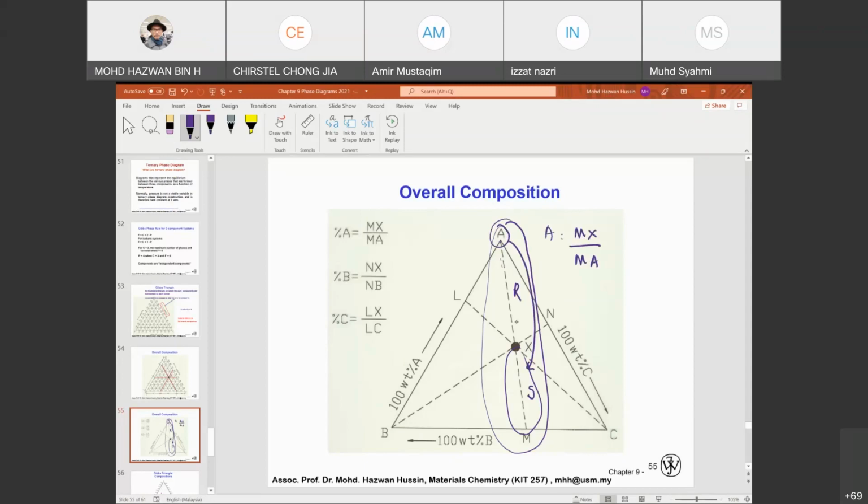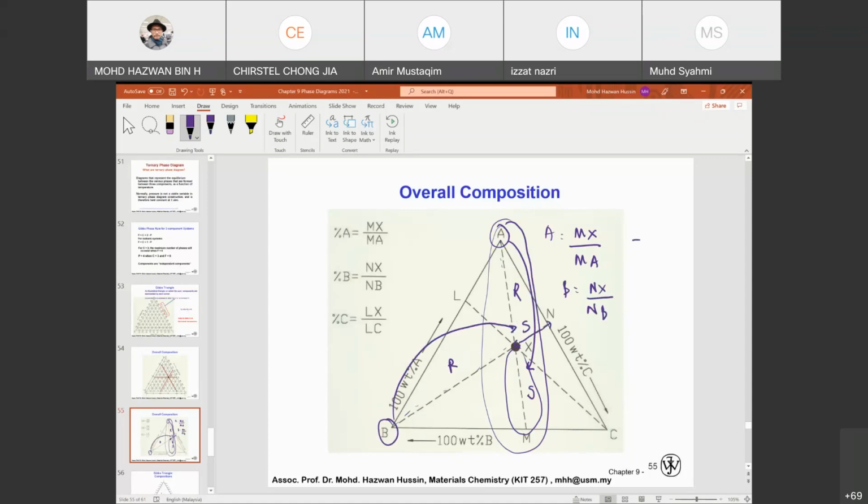Right. How about B? So B is the same too. If you want to calculate the percentage of B, you have R and also you have S over here. So for B, the opposite line is actually S. So the distance of S is actually NX. So B is equal to NX over the total length, NB.